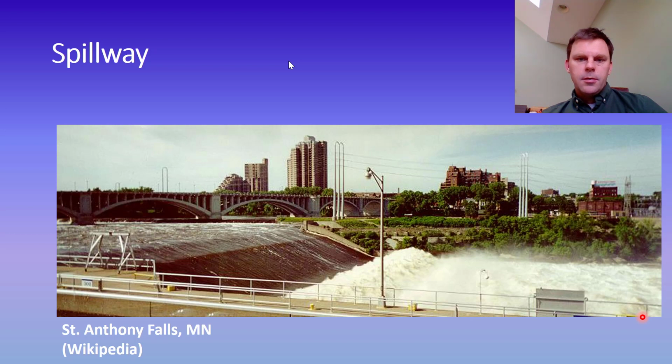So this is an example showing that situation where you would have the water shooting down a very steep slope. This is in St. Anthony Falls in Minnesota. And then you have a large hydraulic jump here, and engineers will actually design these spillways or these structures in order to dissipate a lot of the energy in the hydraulic jump.